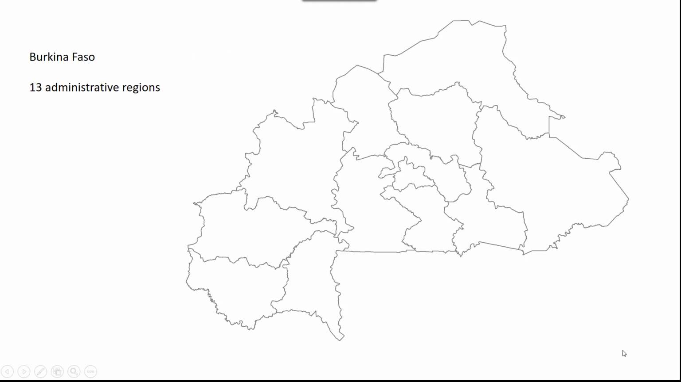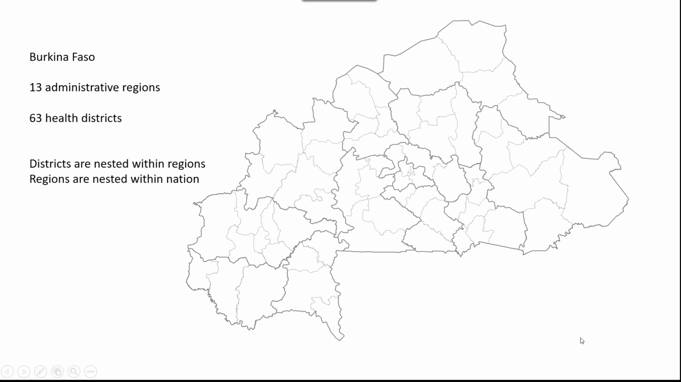Here's a map of Burkina Faso showing the 13 regions. Of course, the regions are nested within the national boundaries. And then if we look at the next slide, we have the 63 health districts, and the health districts happen to be nested within the administrative regions. So again, if you do a district level survey, 63 different surveys, you can combine data across the districts within a region to calculate regional results.